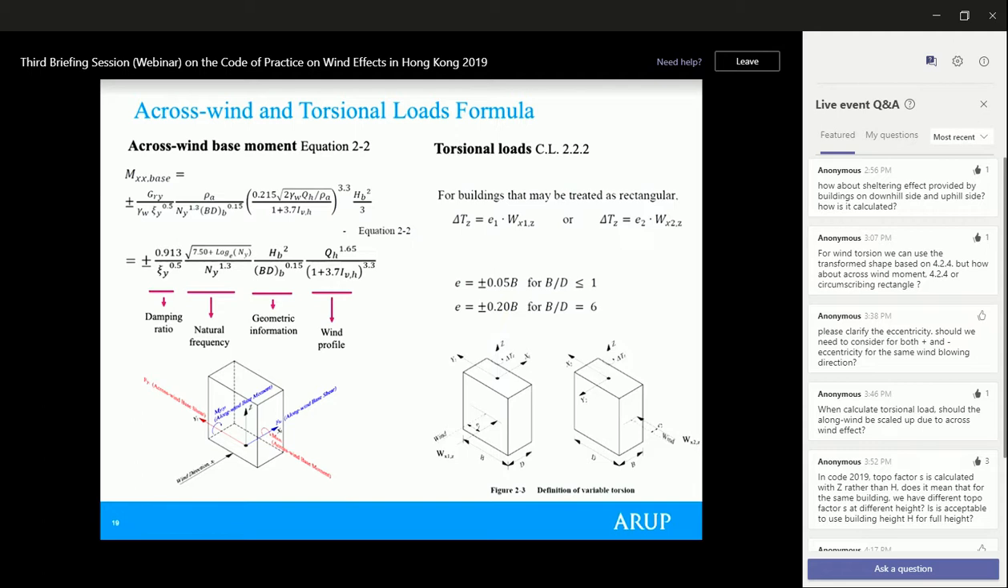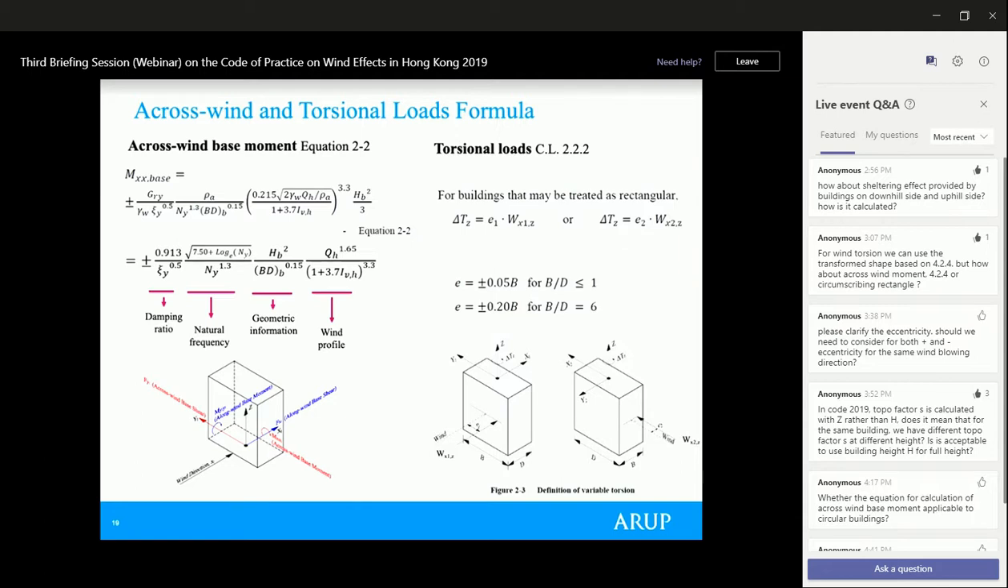When we use the crosswind, we need to calculate the crosswind total base moment and compare it against the along wind total base moment to decide whether a scaling factor or wind tunnel test is required to calculate the WX1 and WX2 in the table in 2.2.4. For the torsional case, we just need to use the along wind force to calculate the torsion. Yes. Okay, thank you.